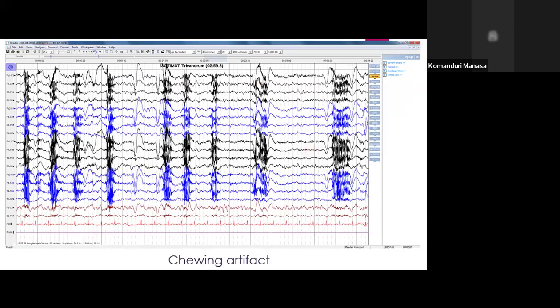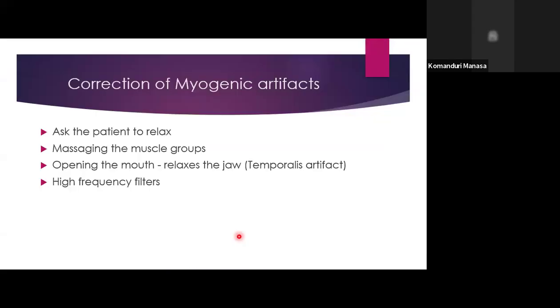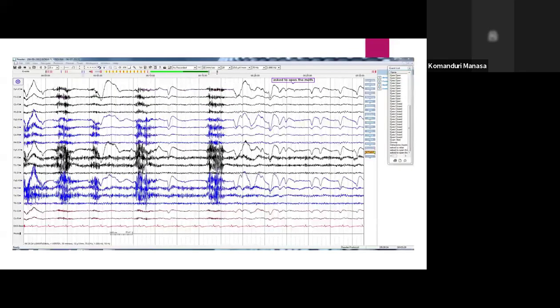So when we ask the patient to open the jaw or relax, this artifact will disappear. The correction is asking the patient to relax, massaging the muscle groups, and opening the mouth relaxes the jaw, and the temporalis artifact will disappear. You can use the high frequency filter also to filter out this high frequency myogenic artifact. So here, when asked the patient to open the mouth, this temporalis artifact is disappearing.